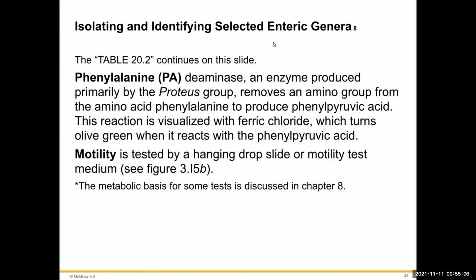Phenylalanine deaminase is an enzyme produced primarily by the proteus group. So if it breaks down phenylalanine, it's another one of our amino acids, okay, it produces phenylpyruvic acid. Okay, that means it is a proteus bacteria. This reaction is visible with ferric chloride. Okay, it turns olive green when it reacts with the phenylpyruvic acid. Motility is tested by a hanging drop slide and seeing how mobile the bacteria are.